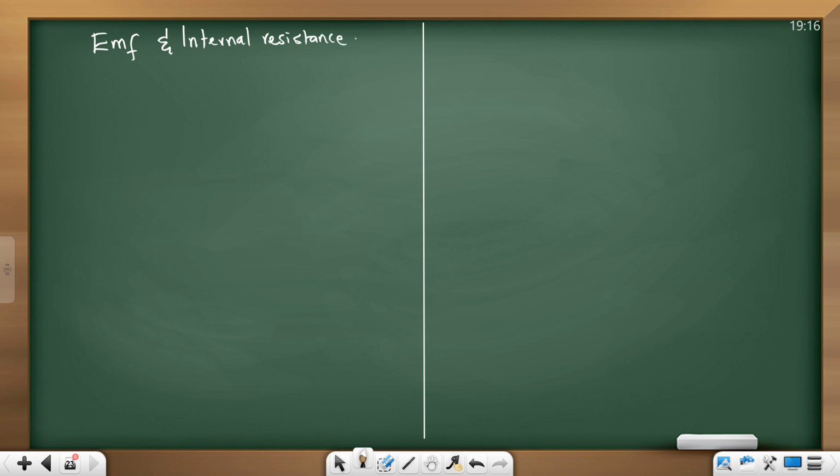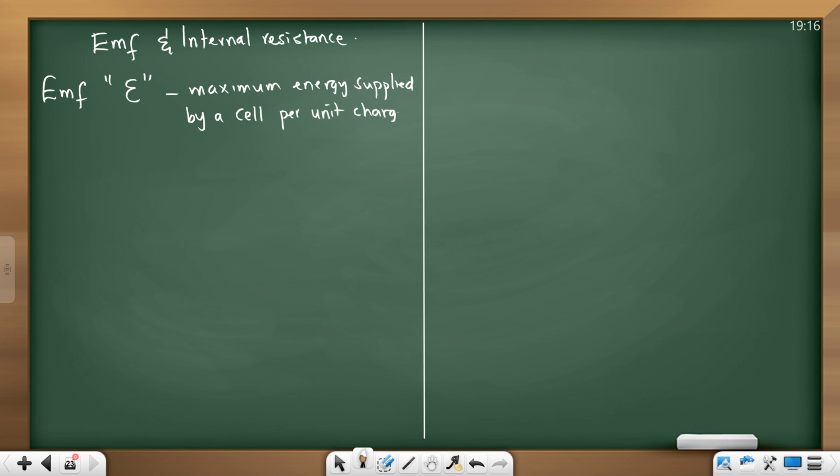We defined EMF in our first lesson. EMF, symbol is E. It is the maximum energy supplied by a cell per unit charge that passes through it. Please, I want you to get the dynamics. It's going to be very simple. That passes through it.